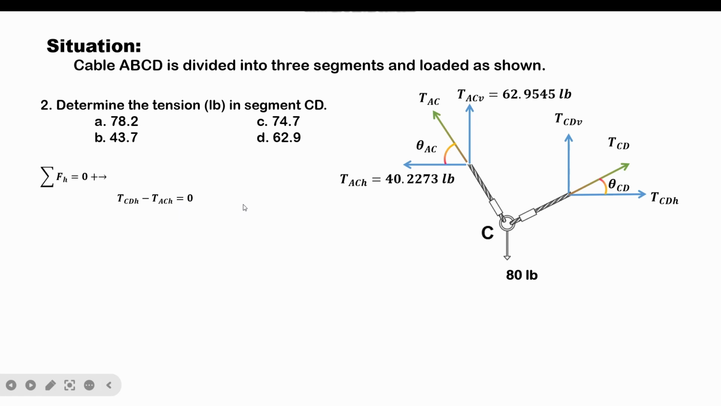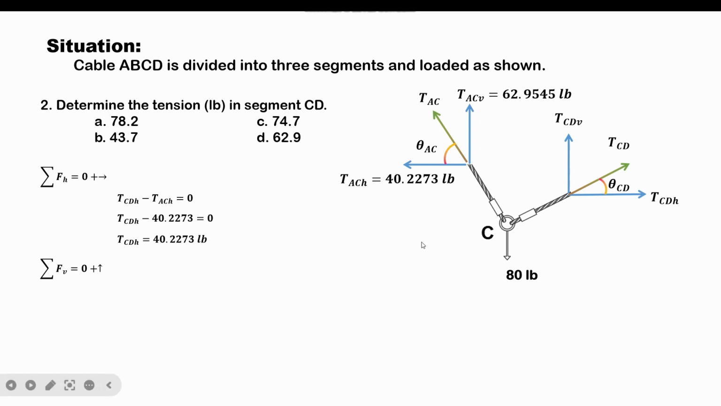So let's substitute the values of those known variables in this equation, and that would be TCDH minus 40.2273, the value of the horizontal component of the tension in segment AC. So basically, the horizontal component of the tension in segment CD would be equal to 40.2273 pounds. Now, let's take the summation of forces along the vertical direction, assuming that those forces acting upward would be positive.